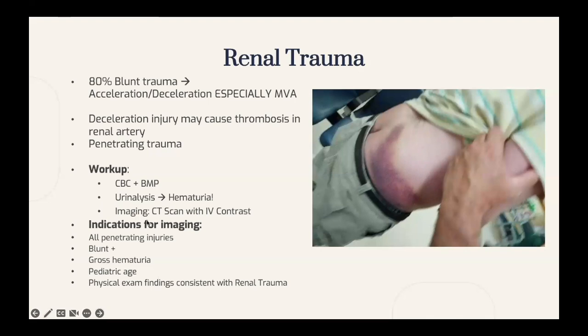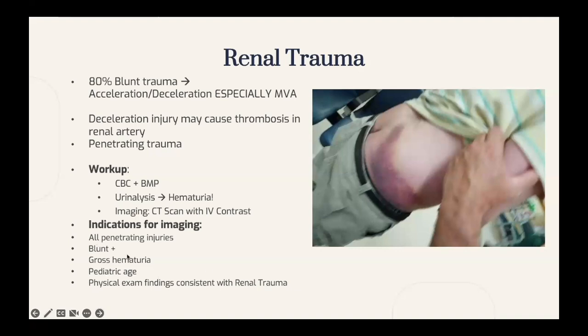There are also certain indications for imaging. Not every patient who presents with hematuria should go for imaging. All penetrating injuries for the kidney need to go for imaging to assess the grade of laceration. Any patient with blunt injury plus gross hematuria is indicated for imaging. Any patient with blunt trauma history as well as a pediatric case, you need to do an imaging to rule out any damage. And a patient with blunt renal trauma as well as physical exams consistent with renal trauma.